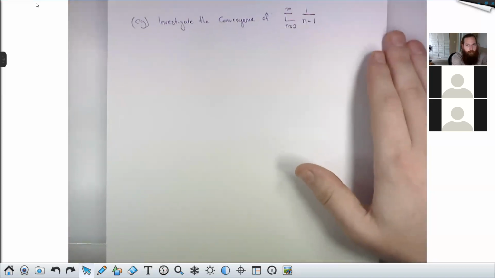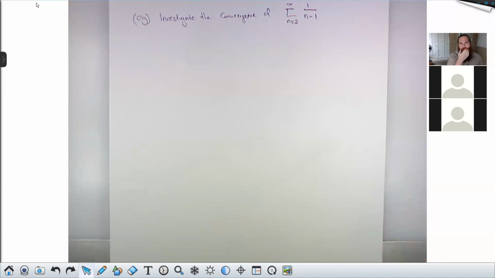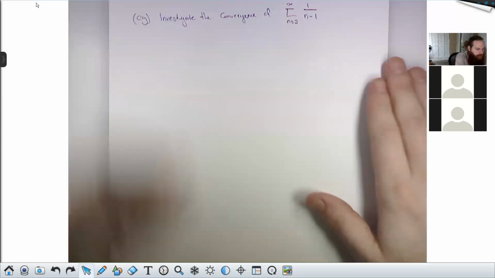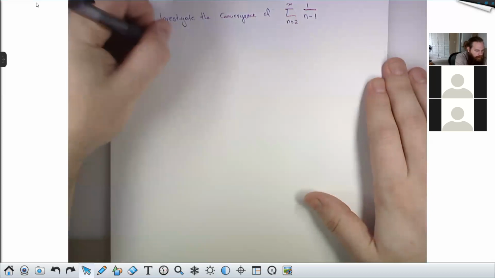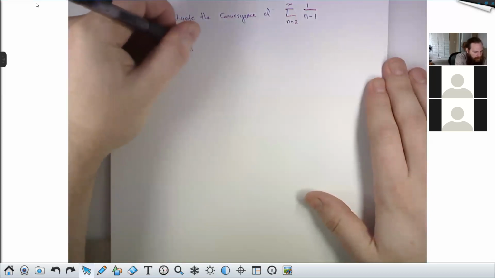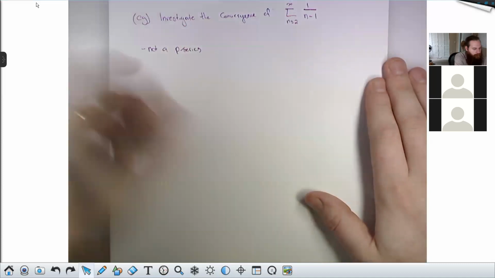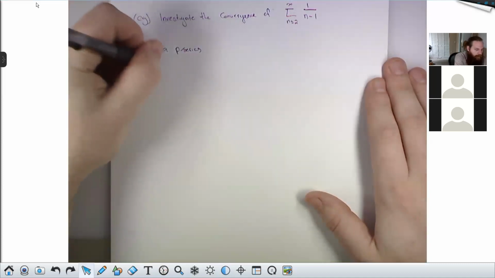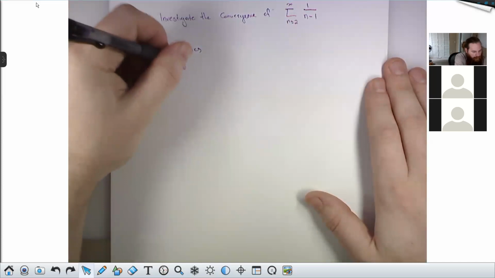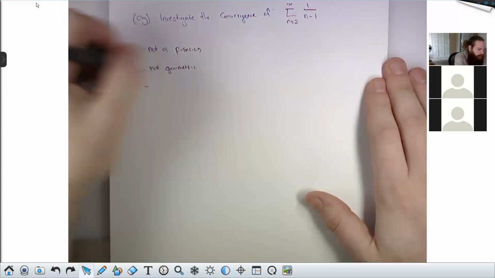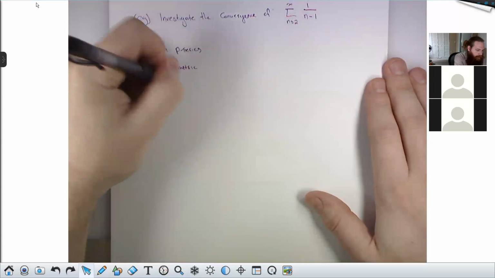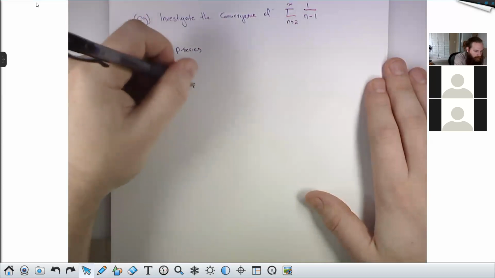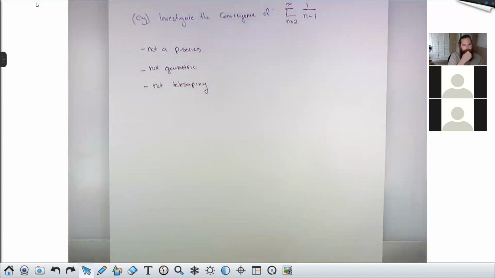Let's investigate the convergence of the sum from n equals 2 to infinity, 1 over n minus 1. Some observations. This is not a p-series because of the minus 1. It's not geometric. It's not going to telescope. So none of that stuff will work.